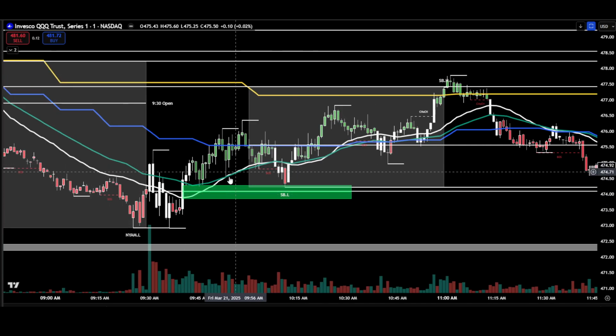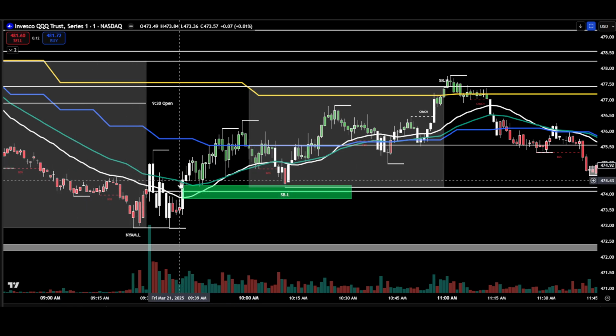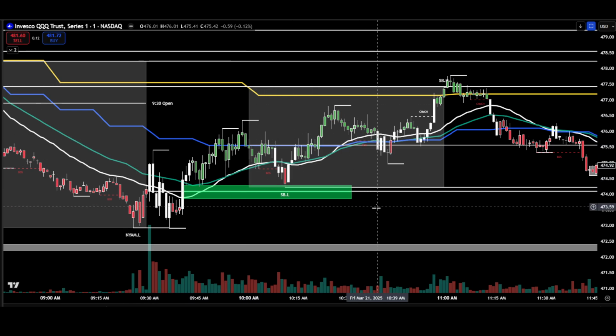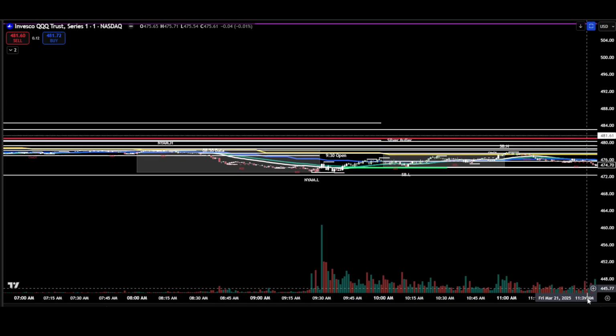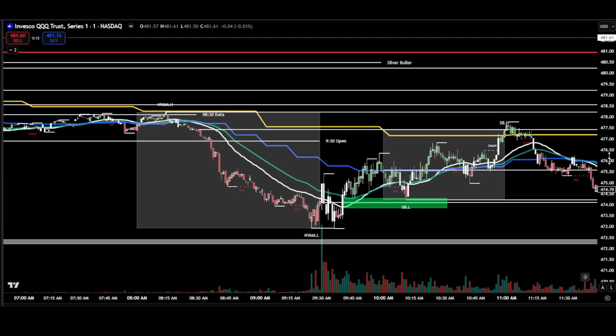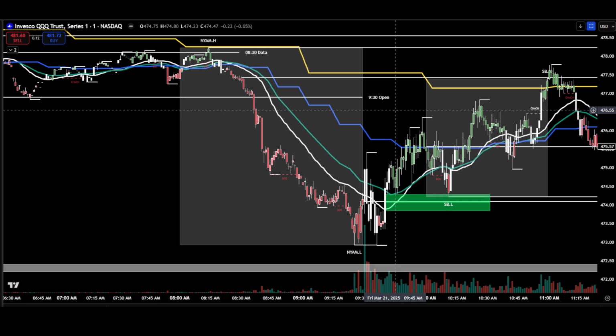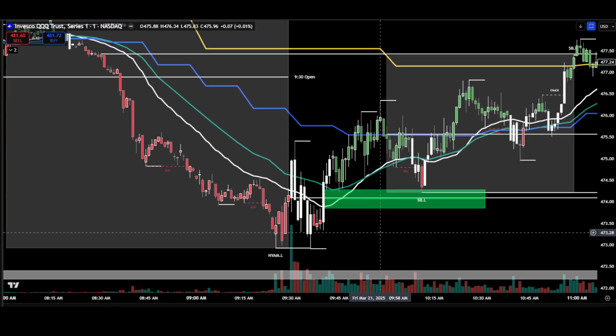White EMA is 3 minute, teal is 5 minute, blue is 15 minute, yellow is 1 hour, red is 1 day, and then purple way up here is 1 week. Okay, so that's just going to be our EMA moving averages. Now these are what we call an MTF, or multi-time frame EMA, so they do not change no matter what time frame we're on.